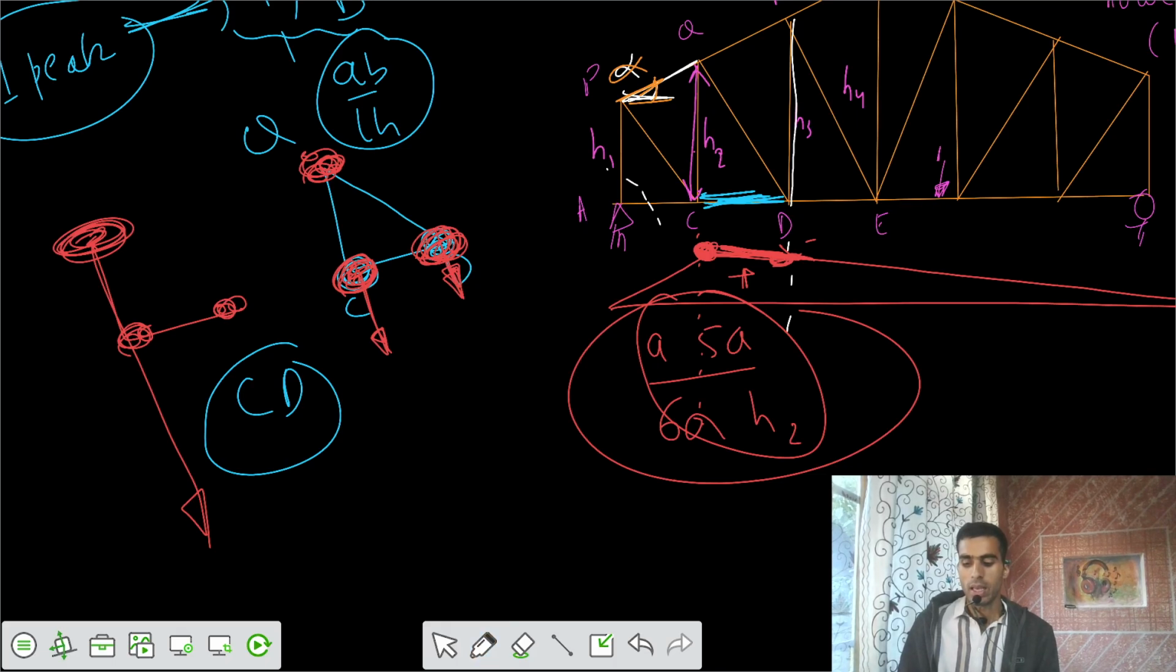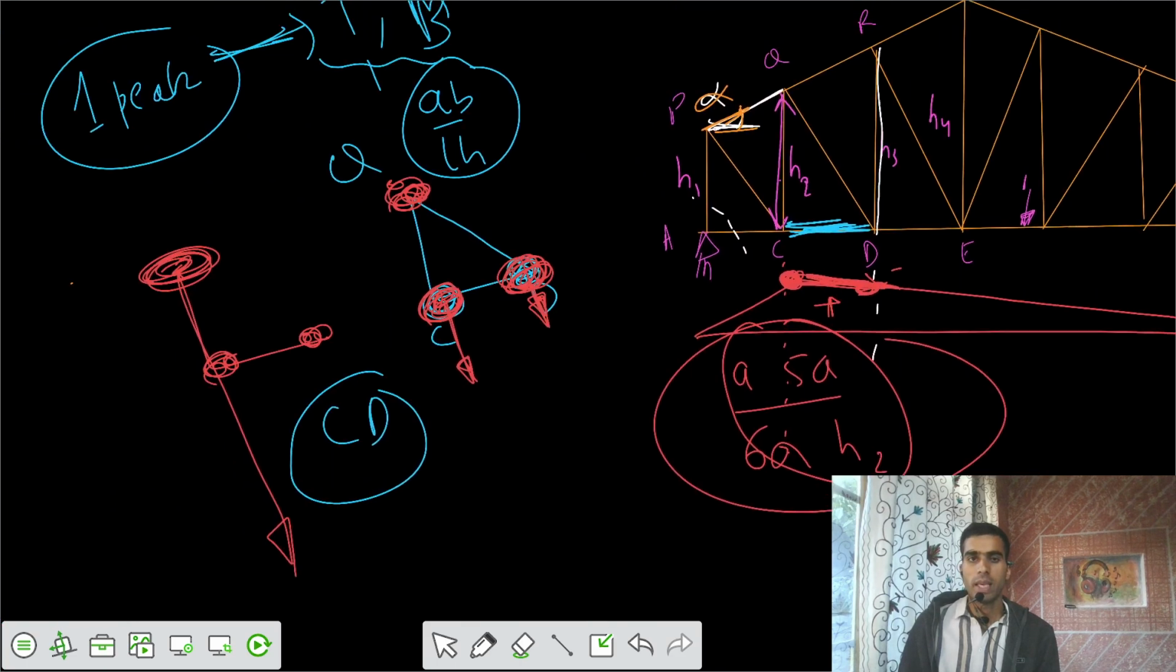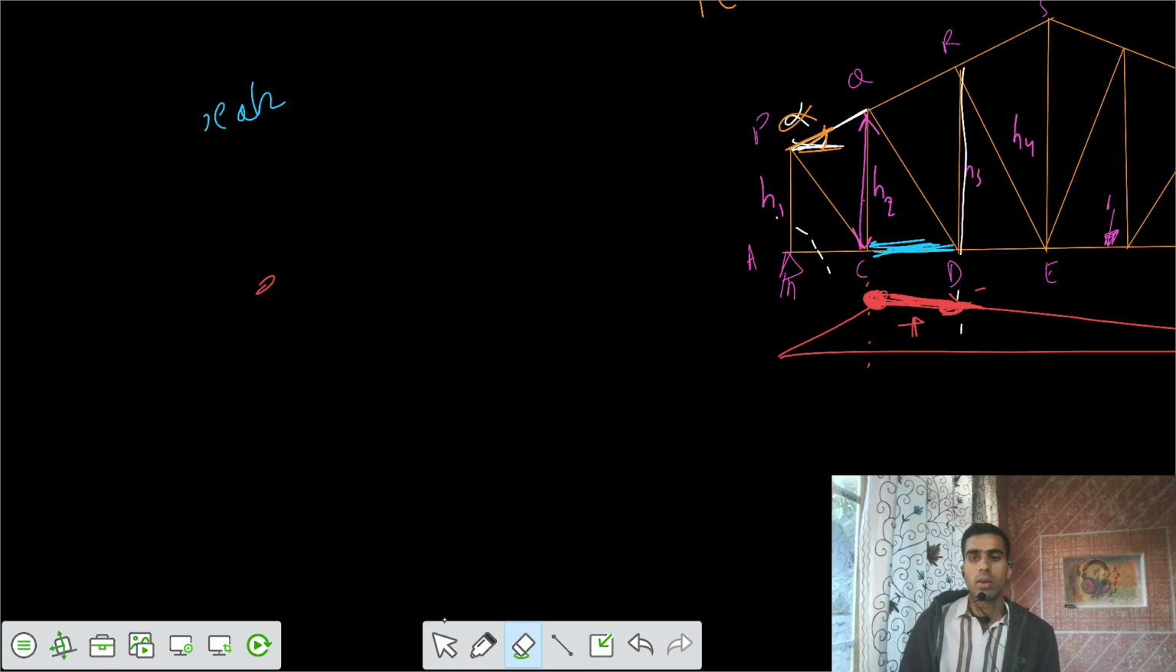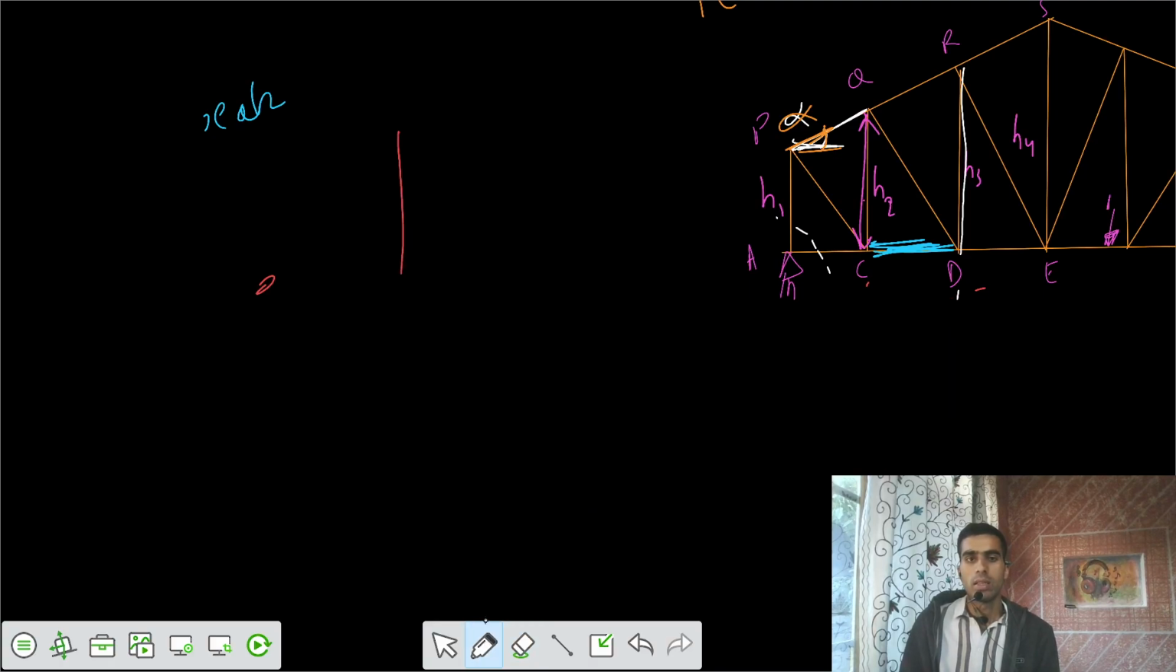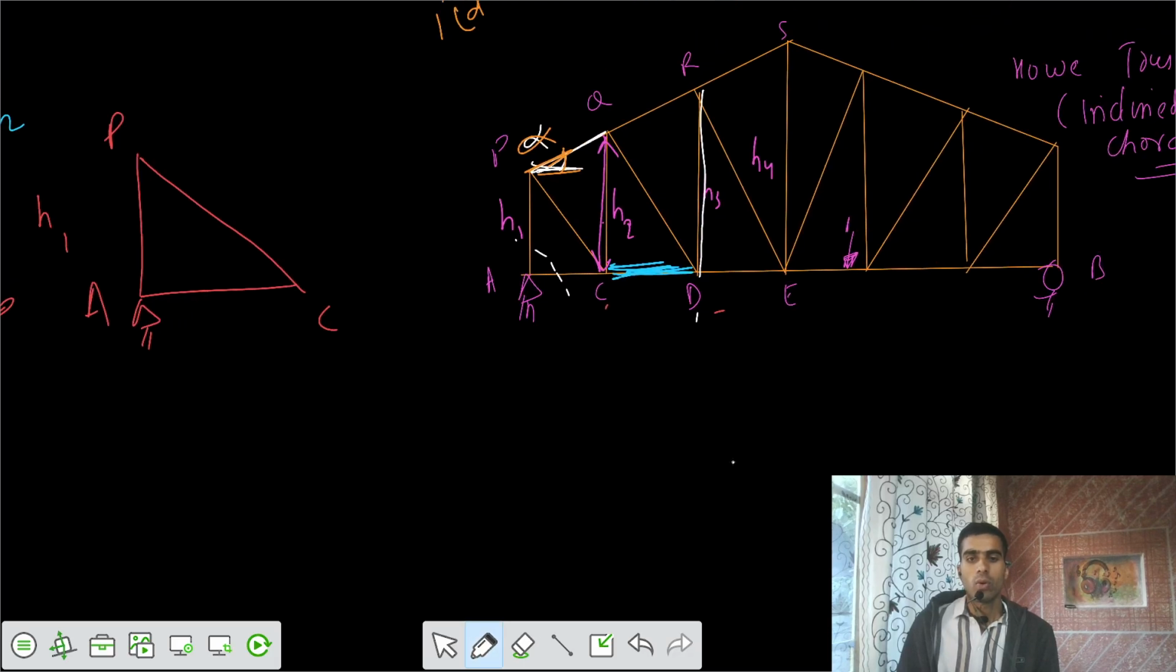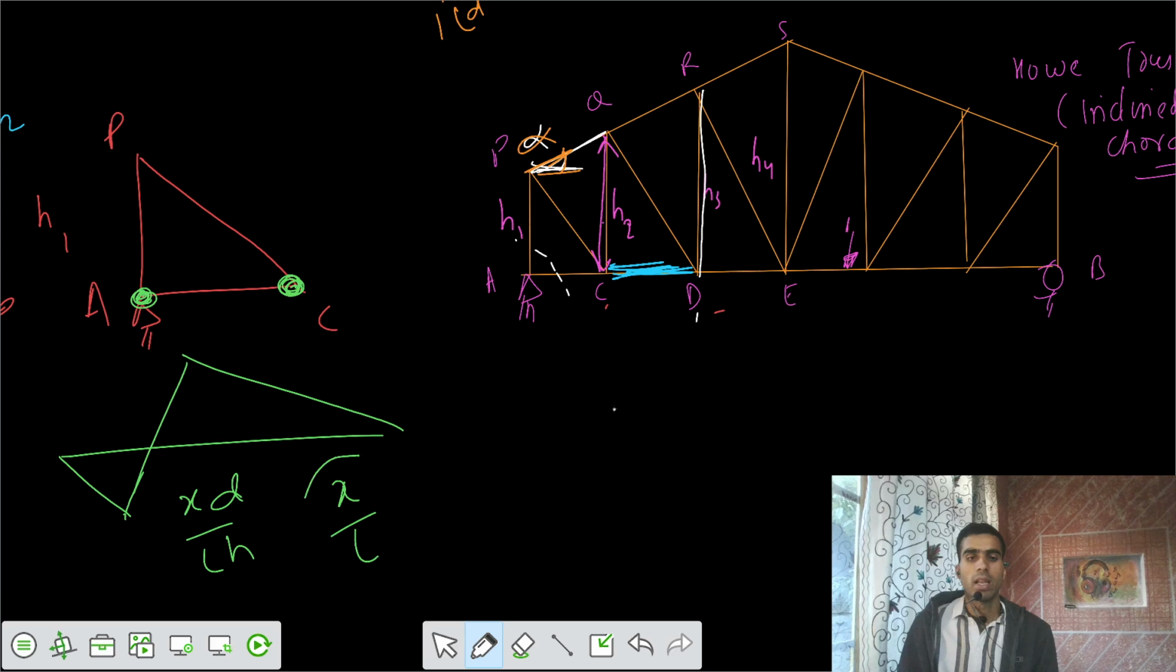Now final is PA. Can you get it for PA? That's a vertical member. This is your PA having height of h1, and we have this triangle PAC, and I need to get the force in member PA. Can you get that? I would say the loading is through type, so two ordinates. What do you know about the diagram for the vertical members? Is it xd by lh, or only x by l? D by h is for the diagonal members, but the vertical members have only x by l.